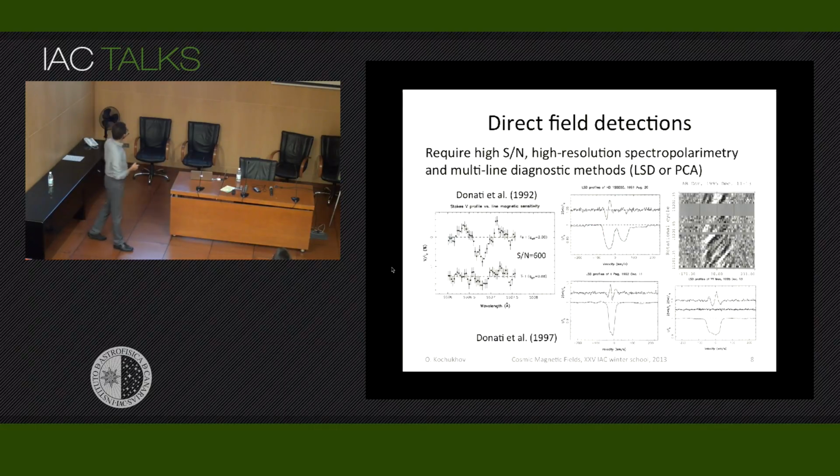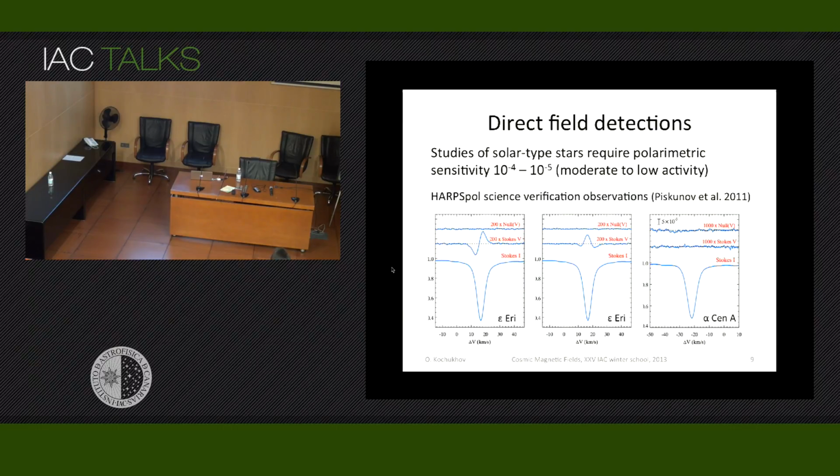And these detections all correspond to extremely active stars, stars which show a lot of cool spots, huge variation in brightness. Certainly, I bundle them together with the Sun, but they are quite different from the Sun concerning the level of magnetic activity. Now, with more modern instruments like HARPSpol or like ESPaDOnS, it's now possible to detect magnetic field signatures in stars which are moderately active.